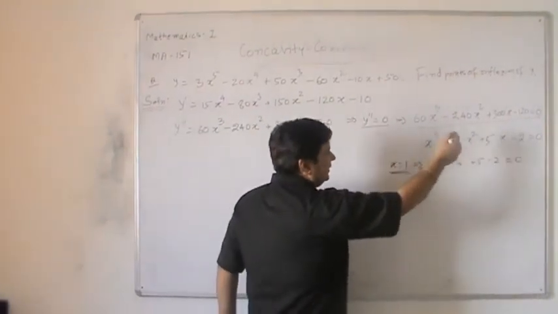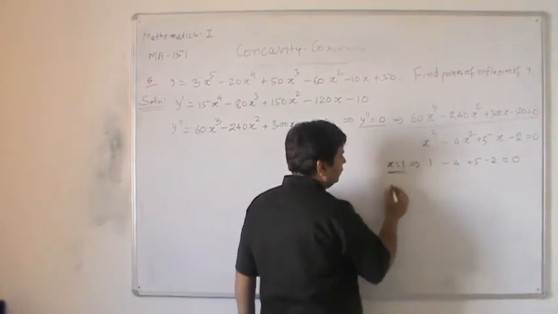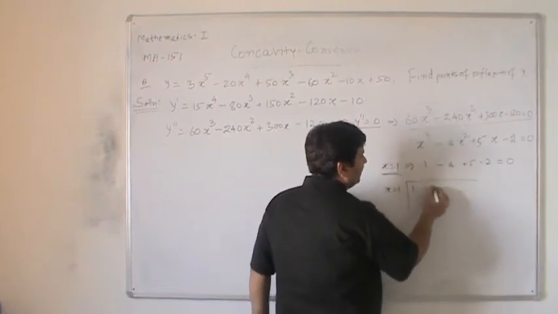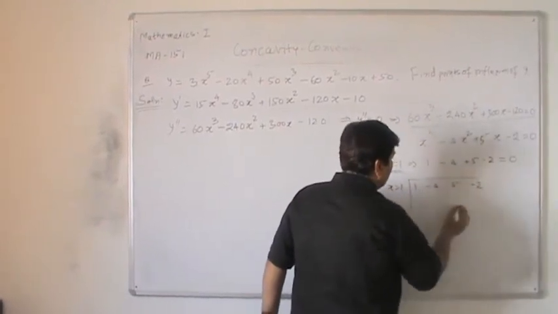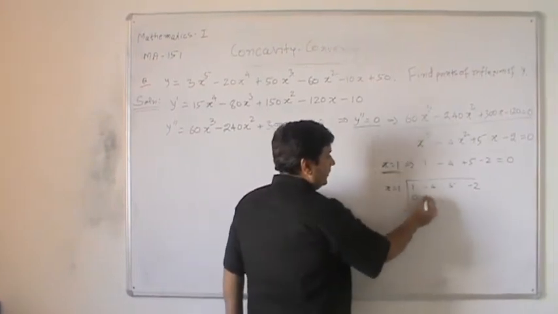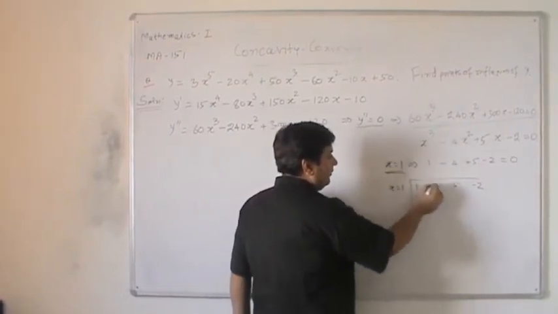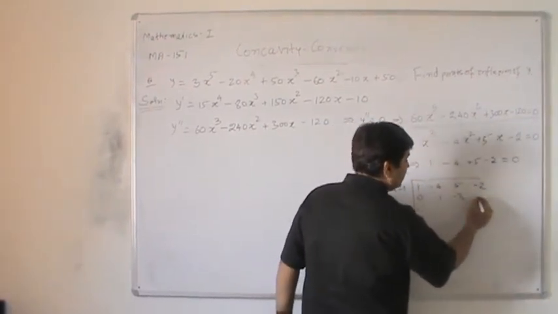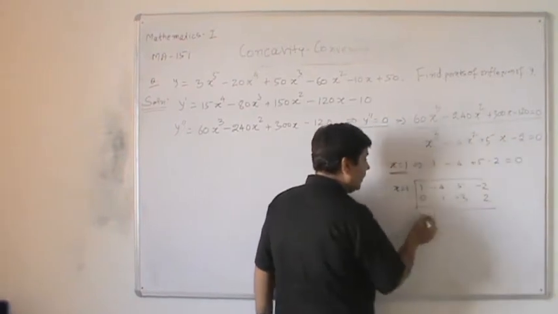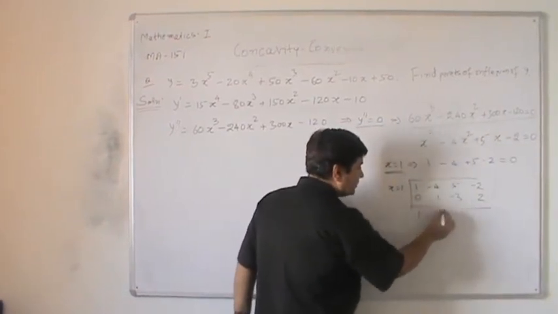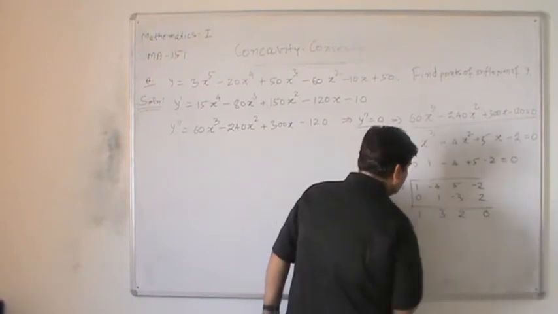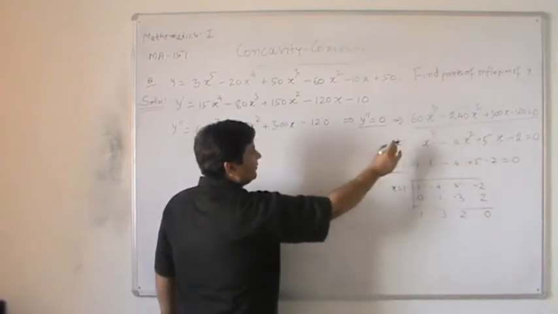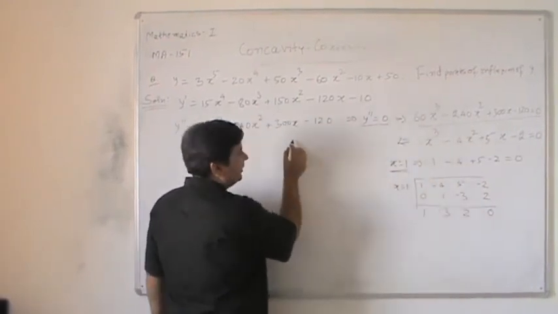Now to factorize the left hand side, I use x equal to 1 and apply synthetic division to find the factor. So we will have here 1 minus 4 plus 1 minus 3, and 5 minus 3 is 2. Now we add these pairs, so 1, minus 3, 2 and 0. So the factorization of the left hand side of this equation will be this.